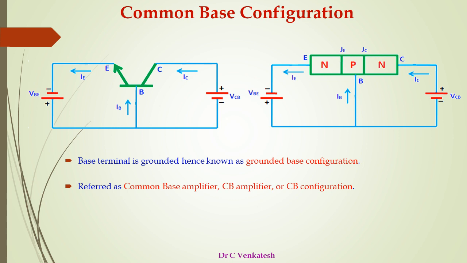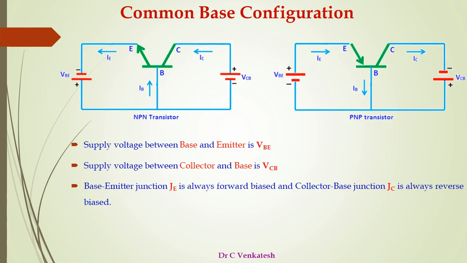Thus, the base terminal of a transistor is common for both input and output terminals, and hence it is named as common base configuration. The supply voltage between base and emitter is denoted by VBE, while the supply voltage between collector and the base is denoted by VCB.